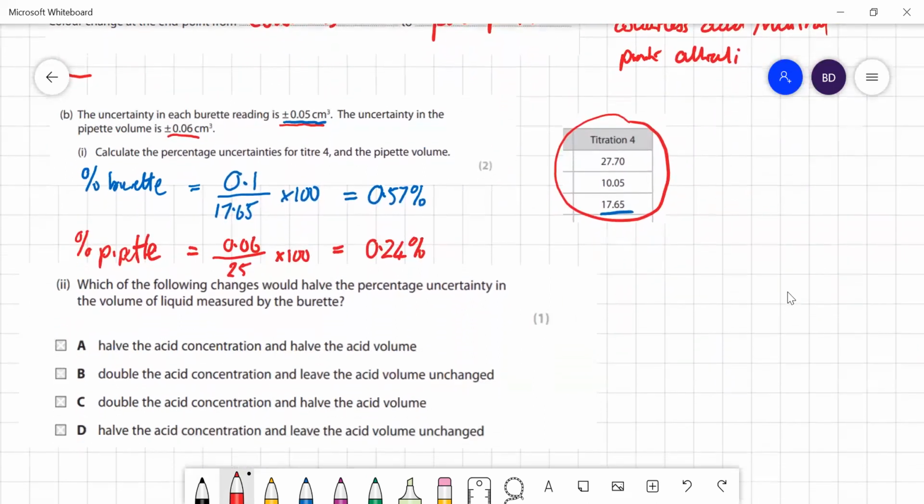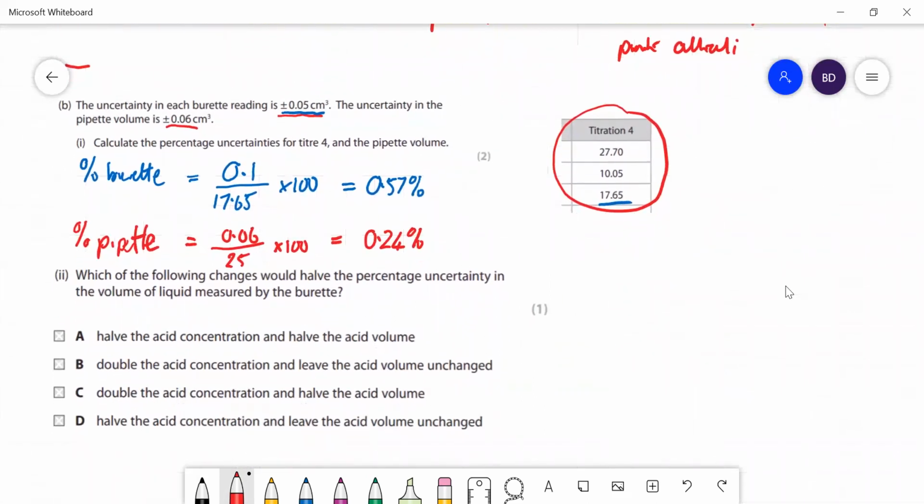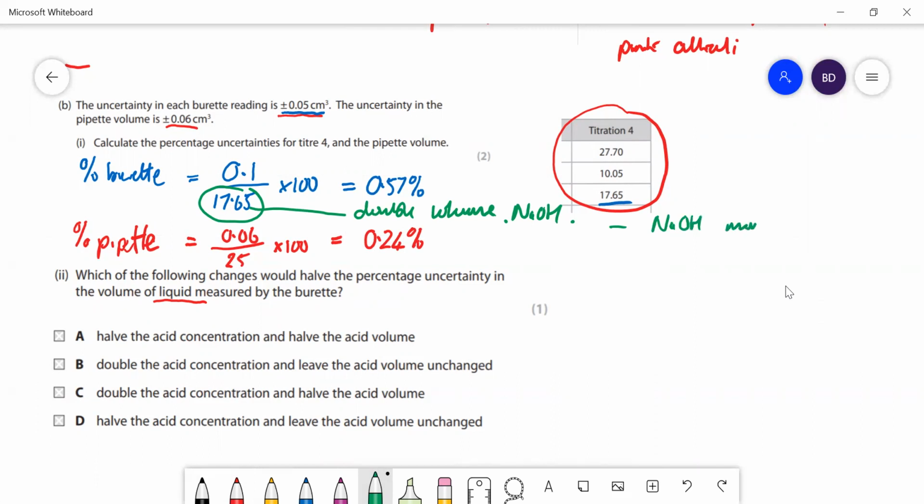Right, which of the following changes would halve the percentage uncertainty? So in the volume of liquid measured by the burette, we want to halve the uncertainty. What we've got to do is double that volume. We need to double the volume of NaOH. So we can do that by either making the NaOH more dilute, or by making the acid more concentrated. So let's see which alternatives are there.